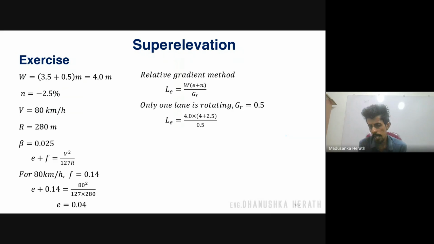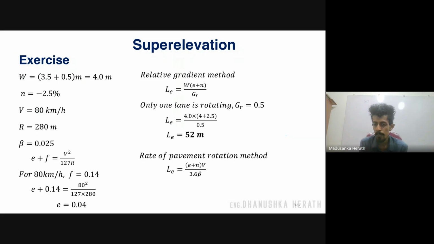Then you can directly calculate LE, that is 4 into 4 plus 2.5 divided by 0.5. Then the super elevation development length will be 52 meters. Then we go for the rate of pavement rotation method. So from the rate of pavement rotation method, LE is equal to (E plus N) times V divided by 3.6 beta.